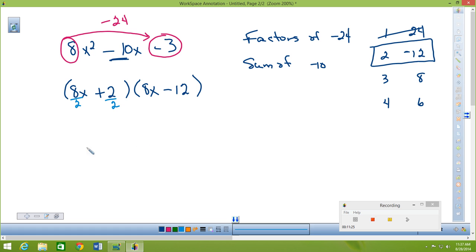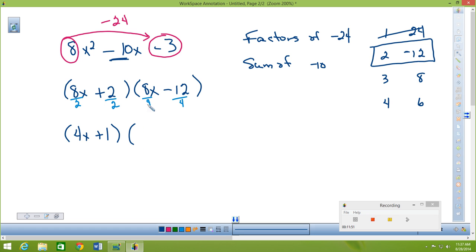When I do that, I end up with 8x divided by 2, which is 4x, plus 2 divided by 2 is 1. Okay, on the next set, common factor, greatest common factor. You want to look for the biggest one. 8 and 12 have a greatest common factor of 4. So I'm going to divide both of those by 4.